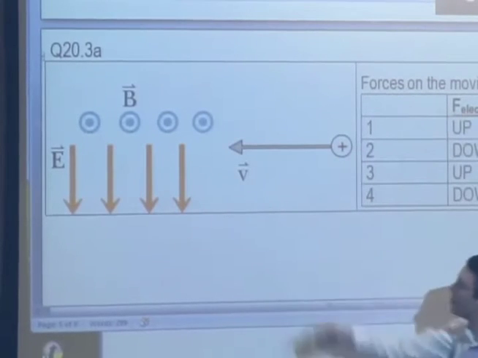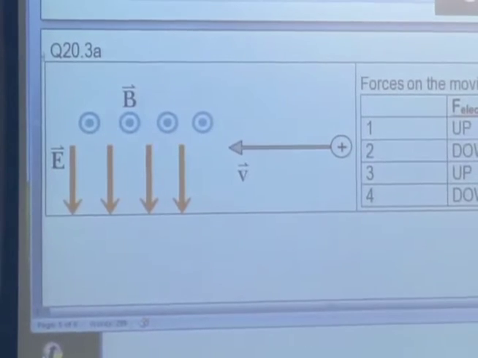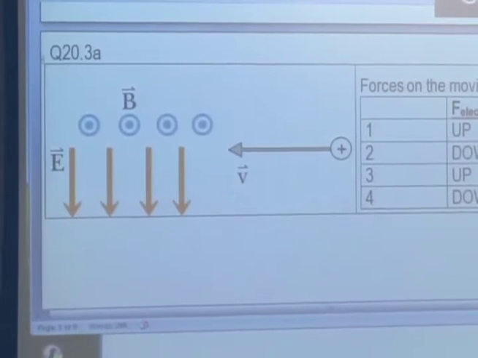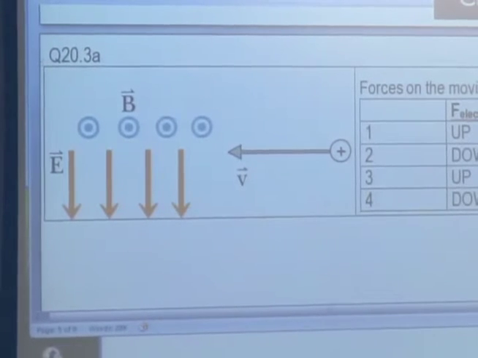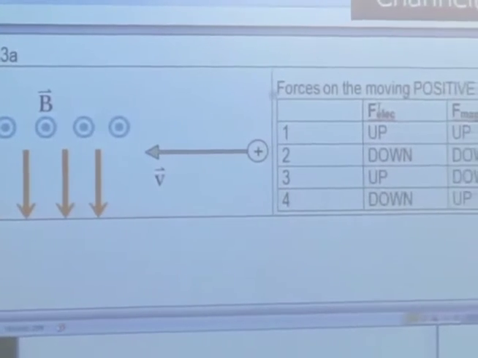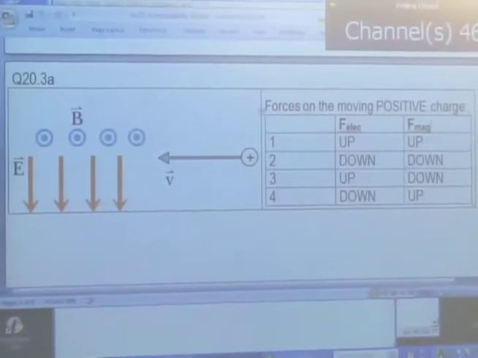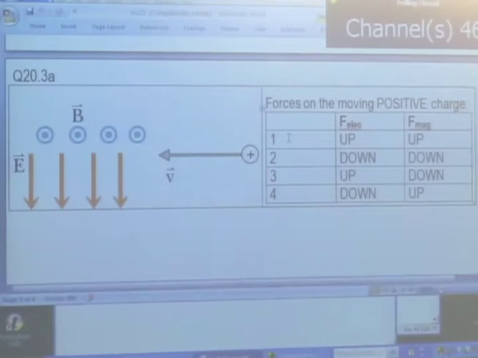We send a charge through this region where the velocity is perpendicular to both of those fields. So E is at a 90-degree angle to B, and then v is at a 90-degree angle to both the magnetic and electric field. So here's a little table. Think about the direction of the electric force on this charge and the magnetic force on this charge. There are four choices, 1, 2, 3, 4. Which of those choices gives the correct direction for the electric and magnetic forces?